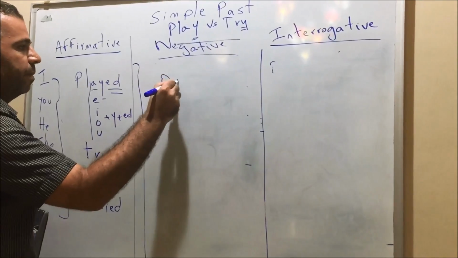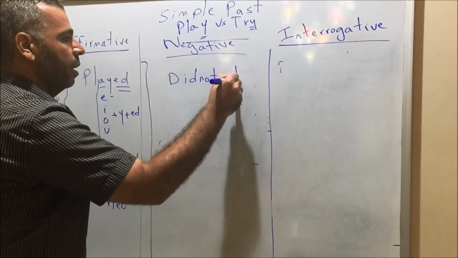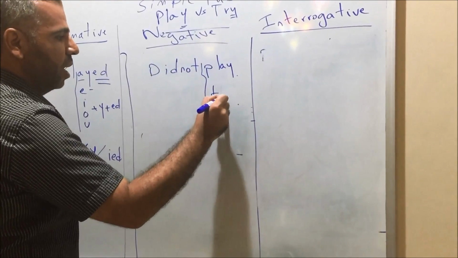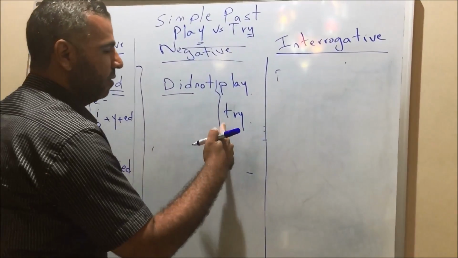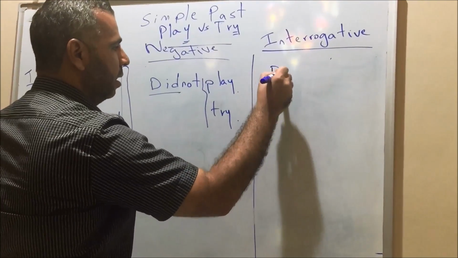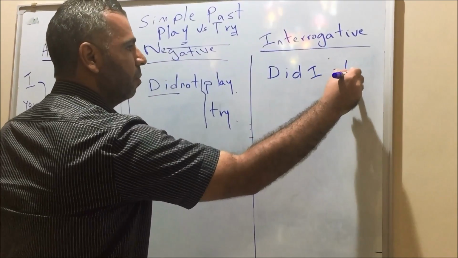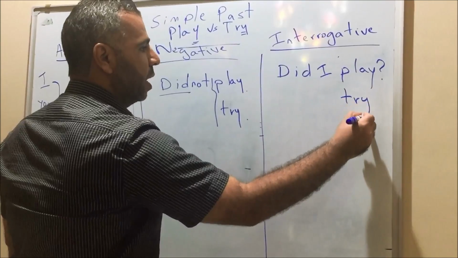Here it is the same: did not play. We have nothing to change here or with try, because as we said, after did we keep always the infinitive form, and here the question I say, did I play or did I try?